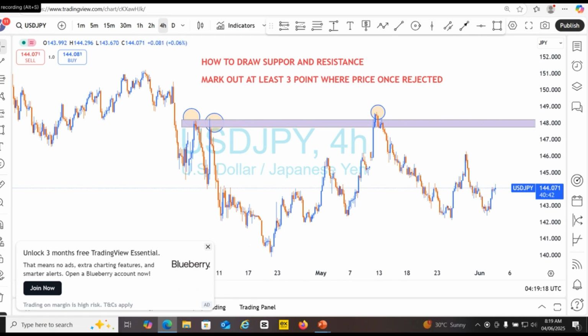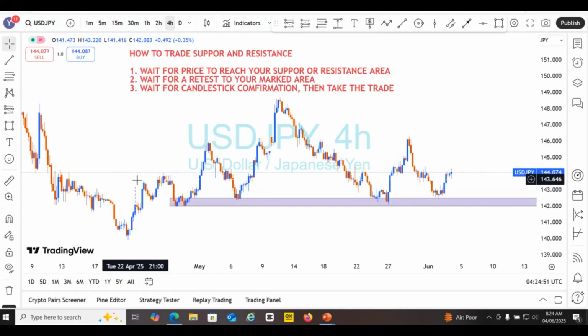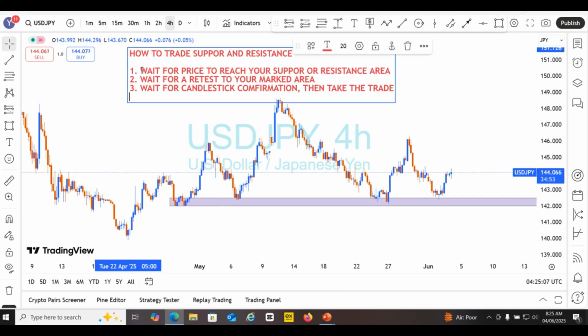Okay. Next, we learn how to trade support and resistance. Now that you have drawn your support and resistance, how do you place a trade using this strategy? Okay, but you have rules. Number 1, you have to be patient and wait for the price to reach your support or resistance area.